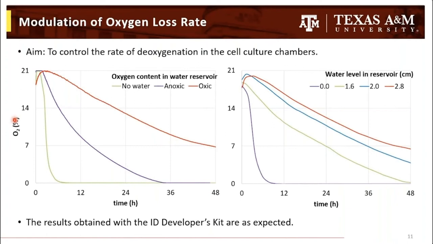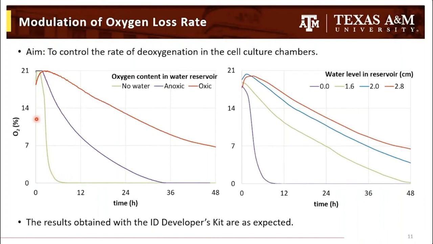And so for this, we tested two different methods. The first one was by changing the oxygen content in the water reservoir. And so here we have a chip that's introduced in the anaerobic chamber. If the chip is not covered in water, it very sharply loses all of its oxygen within a few hours, and it becomes fully anoxic.